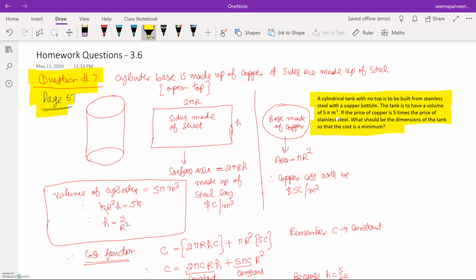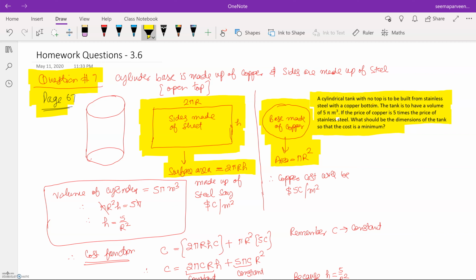If you cut the cylinder open, the sides of the cylinder are made up of a sheet which will have dimensions. One side will be h and the other side will be equal to the circumference of the cylinder, which is 2 pi r. Therefore, the surface area of the stainless steel sheet is 2 pi r h. The base of the cylinder is made up of copper. We don't worry about the top, it's open top. Therefore, the surface area of the base of the cylinder will be pi r square.